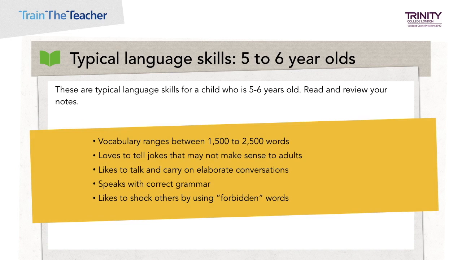By the age of 5 to 6, we can expect the vocabulary range to be between 1,500 and 2,500 words. They love to tell jokes that may not make much sense to adults. They like to talk and carry out elaborate conversations, and they speak with correct grammar at this age. Some children like to shock others by using forbidden words as well.